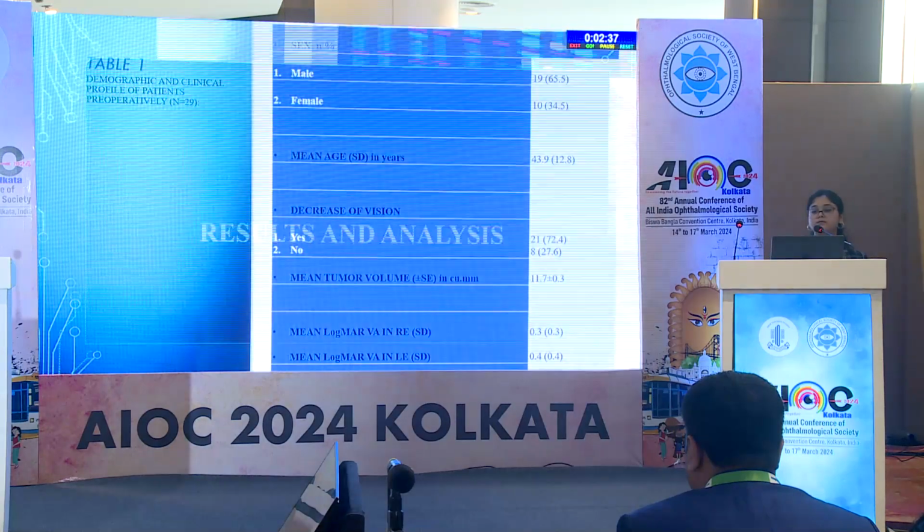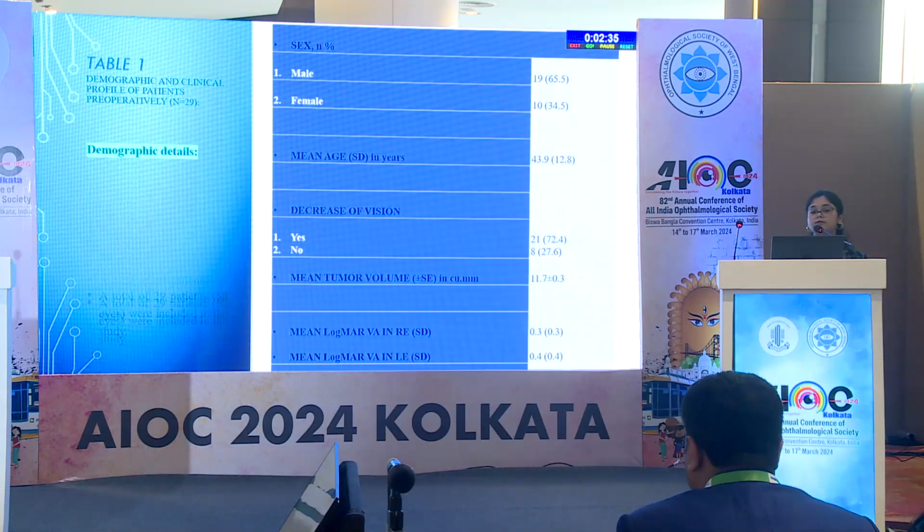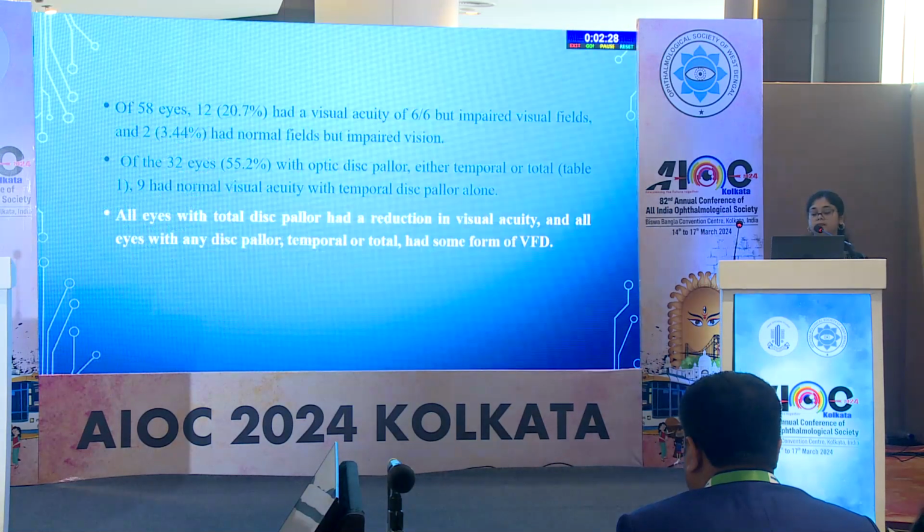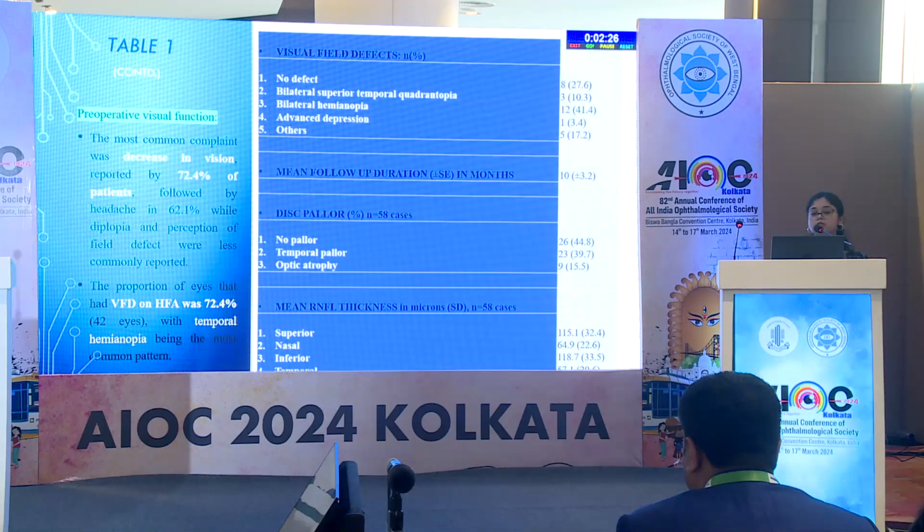Analysis was performed. Table 1 shows the demographic and clinical profile of the patients. 29 patients were selected with a mean age of 43.9 years and most were male. The preoperative visual function showed that the major complaint was a decrease in vision in 72.4% of patients, and the most common field defect on HFA was temporal hemianopia.